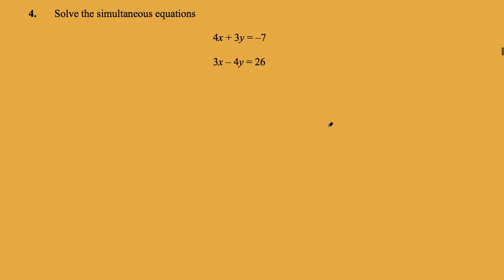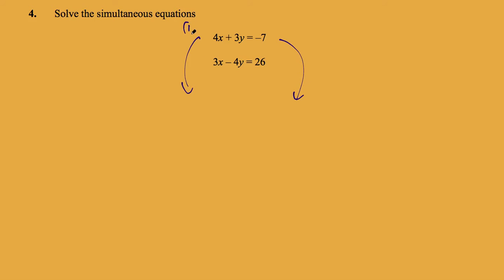Question 4. Solve the simultaneous equations. 4x plus 3y equals minus 7. 3x minus 4y equals 26. I have to have either the same number of x's or the same number of y's. For this one, I'm going to get it in a position where I have the same number of y's so that I can add this equation to this one and eliminate the y's.